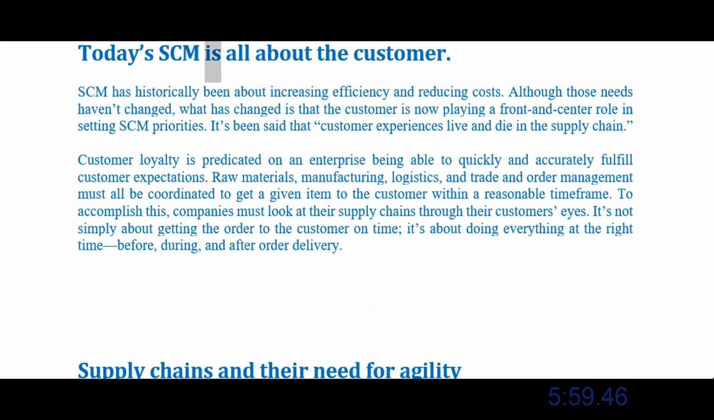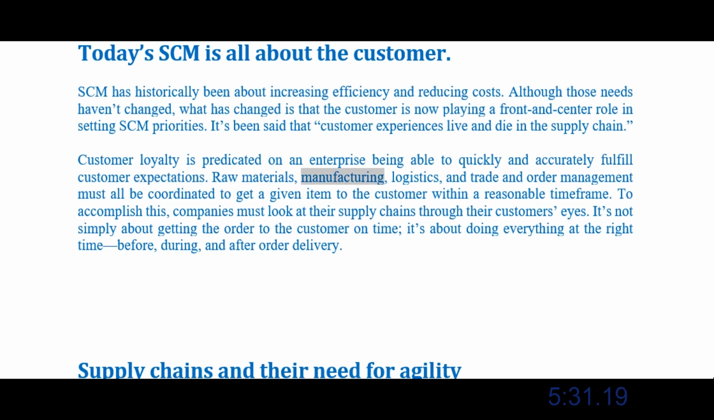Today's SCM is all about the customer. SCM has historically been about increasing efficiency and reducing costs. Although those needs haven't changed, what has changed is that the customer is now playing a front-and-center role in setting SCM priorities. It's been said that customer experiences live and die in the supply chain. Customer loyalty is predicated on an enterprise being able to quickly and accurately fulfill customer expectations.